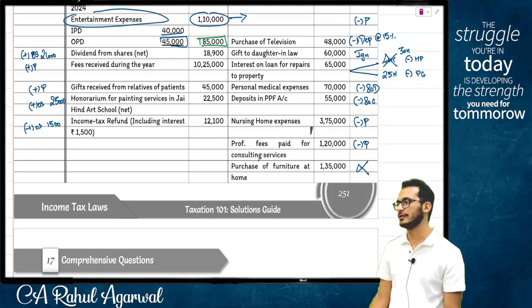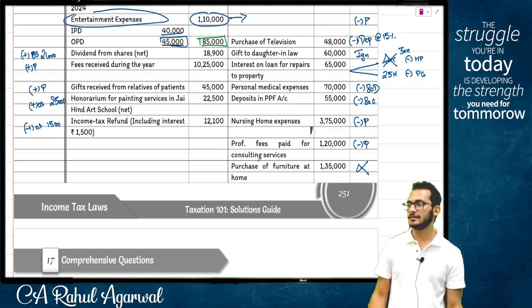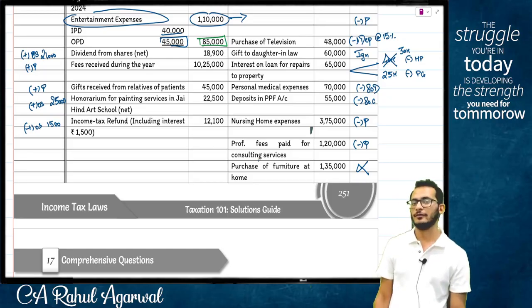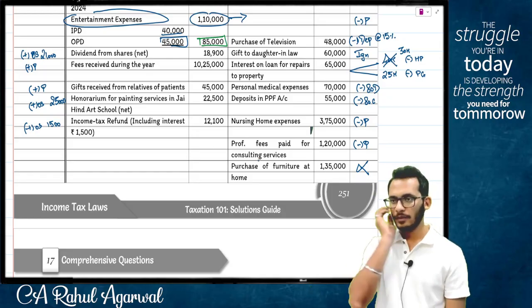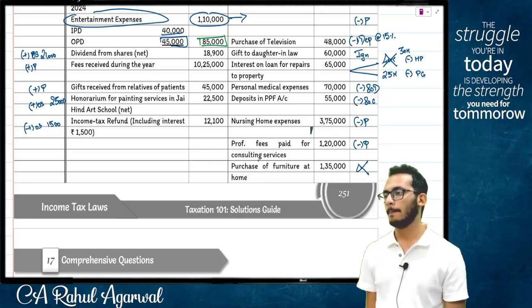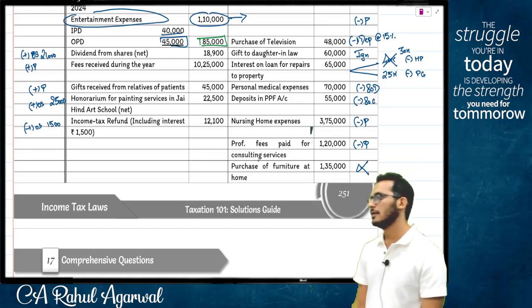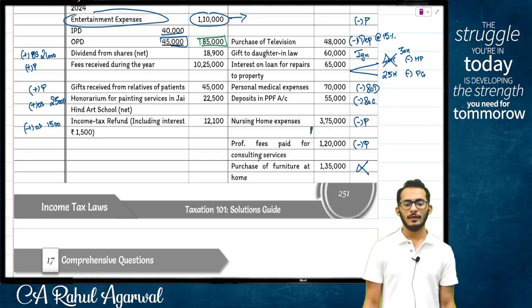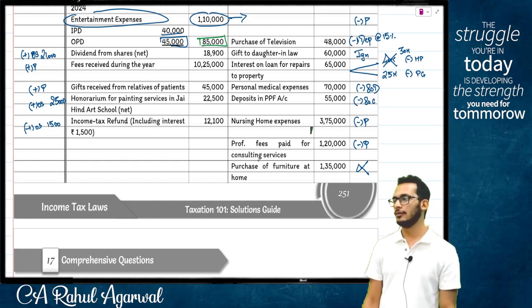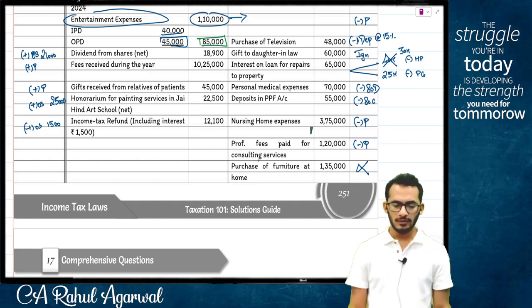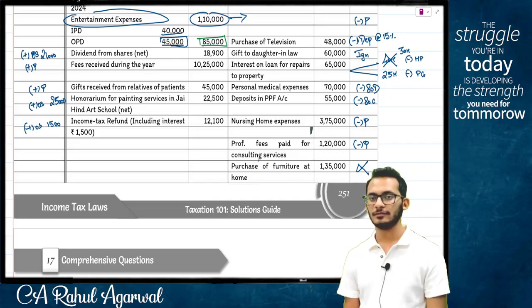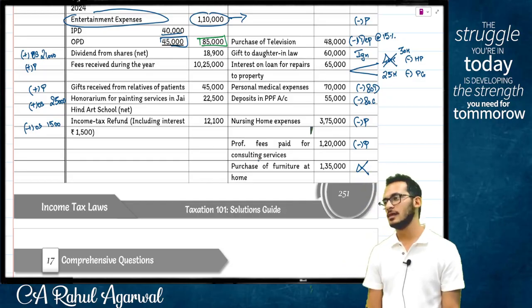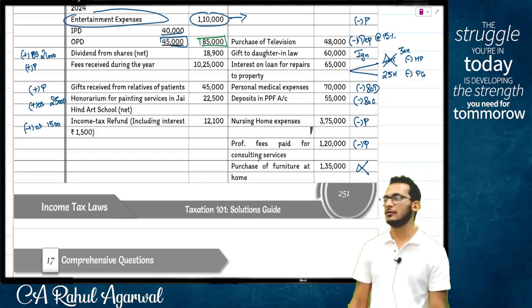Nothing is mentioned about insurance. You're claiming this on the assumption that there is. You have to mention that fact. Personal medical expenses you have written hyphen assumed Dr. Rohan has no medical insurance. Only then will he be able to claim.